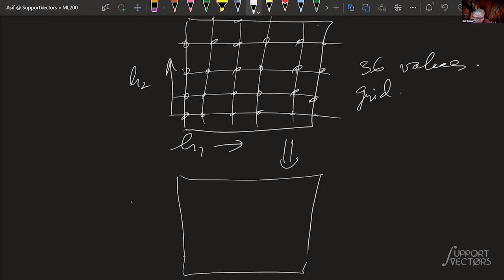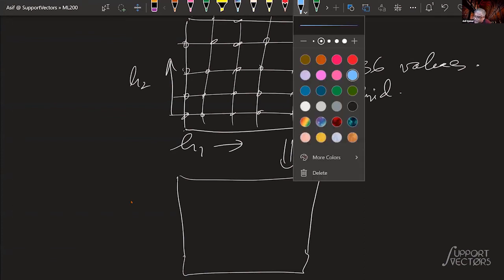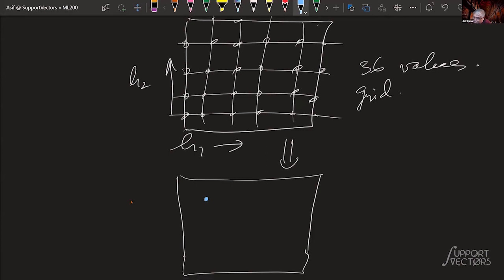We say that we randomly pick, let me use some other color, 36 values. Let me randomly sprinkle these values here. 1, 2, 3, and so on, up to 36. Do you notice some difference between these two graphs, guys?